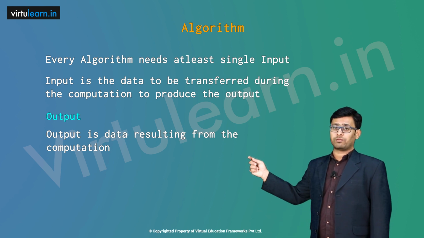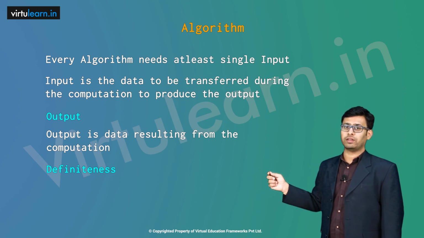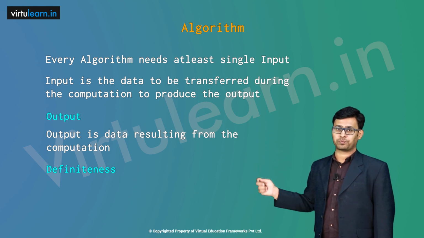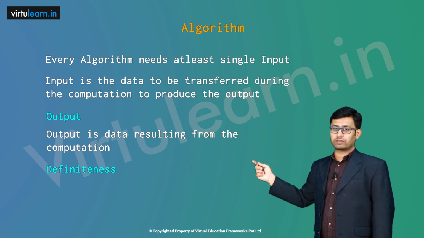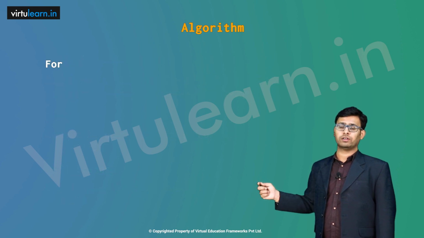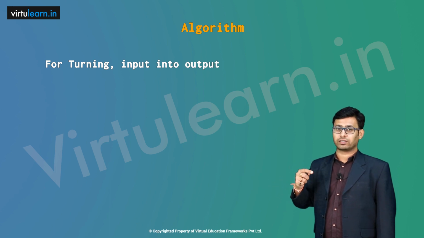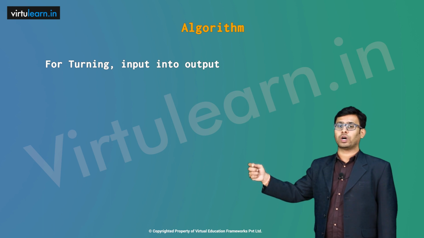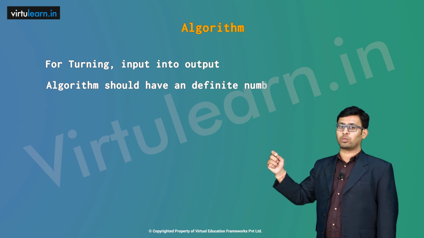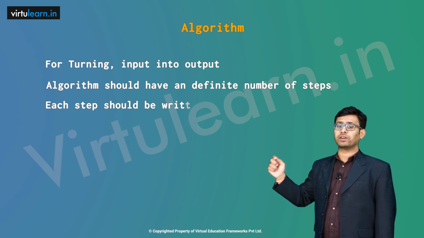Next, we have definiteness. Every algorithm must specify every step and the order of the steps clearly. Definiteness means specifying the sequence of operations for turning input into output. So what is the correct order of steps we are following to achieve our output? So an algorithm should have a definite number of steps and each step should be written clearly.